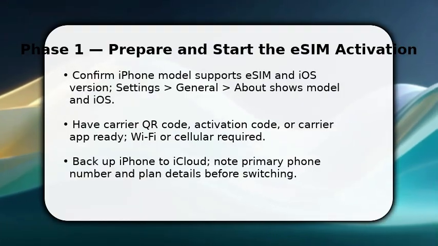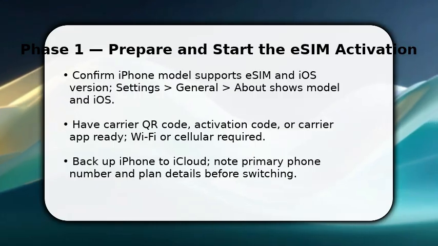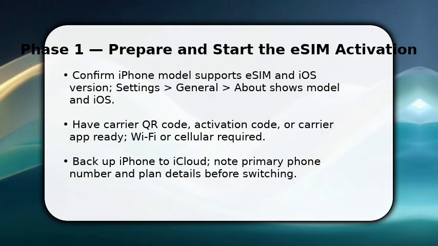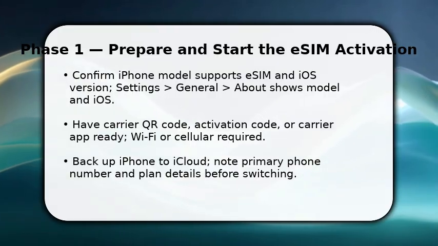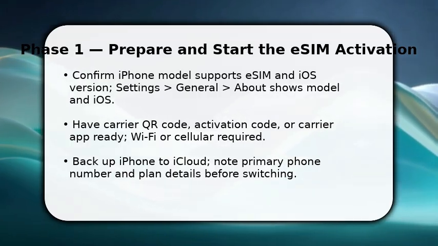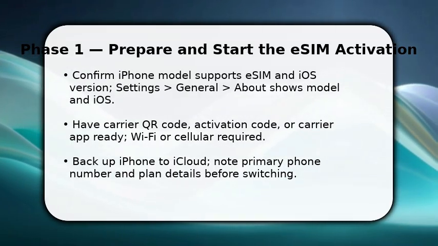You start by confirming your iPhone supports eSIM and has the current iOS. Next, secure the carrier QR code or activation code, or open the carrier app. You'll need an internet connection. Back up your device to iCloud so you can restore if anything changes.